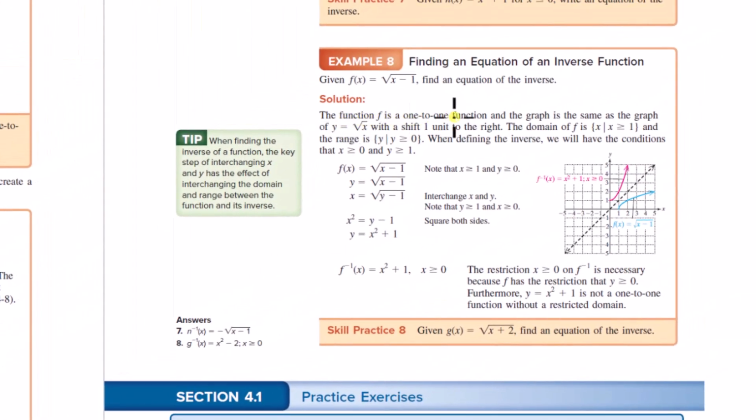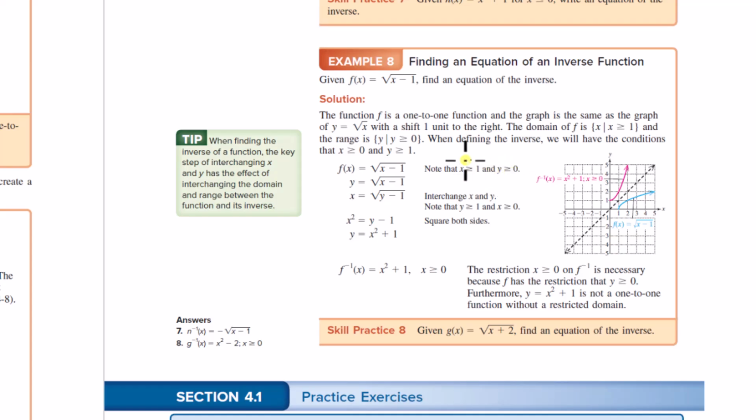The function f is a one-to-one function, and the graph is the same as the graph of y is equal to square root of x with a shift 1 unit to the right. Okay, yeah, because you can't input a negative value into the radical. When defining the inverse, we will have the conditions that x is greater than or equal to 0 and y is greater than or equal to 1. Okay, because here f of x is equal to square root of x minus 1. The x has to be greater than or equal to 1, and y, the range, is going to be y is greater than or equal to 0.